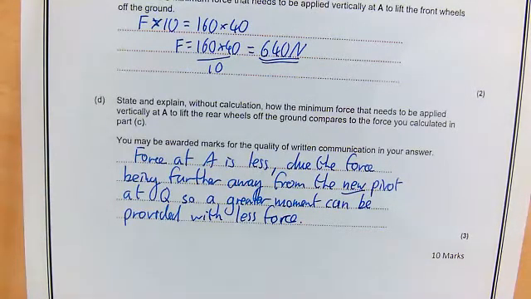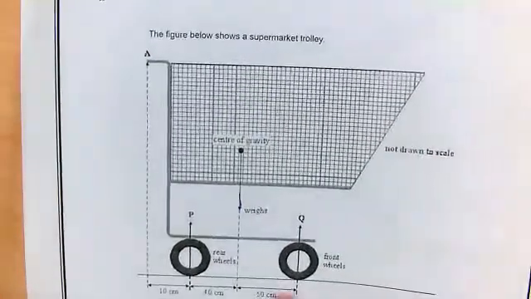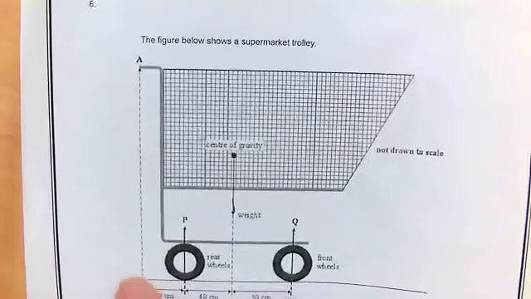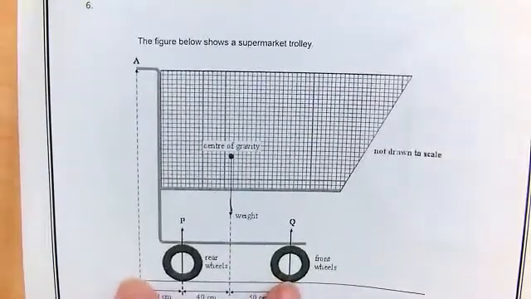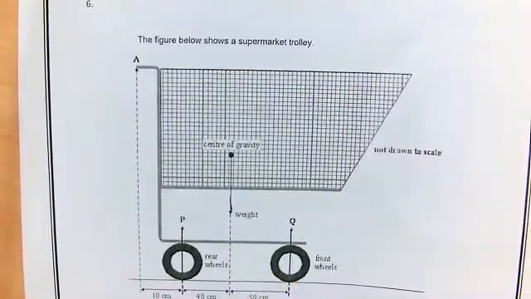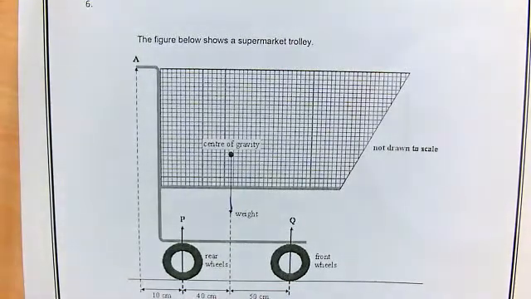Okay. It's the idea that you've got a greater perpendicular distance between the pivot and the force here, and therefore you need less force for the same moment, or even indeed even less force to provide a greater moment.